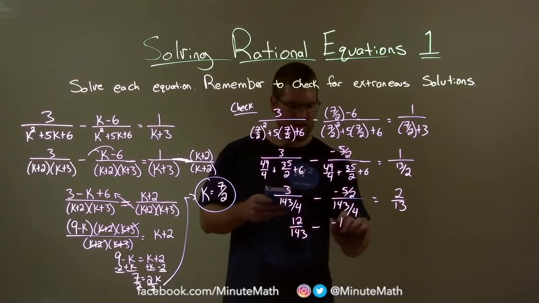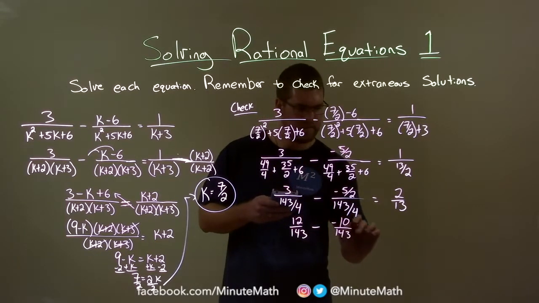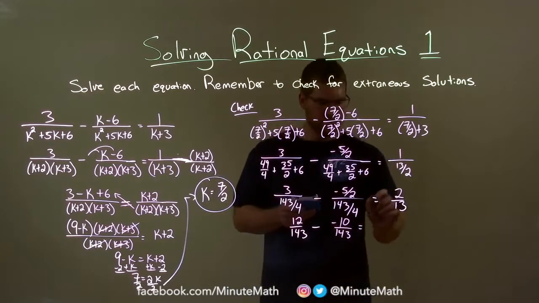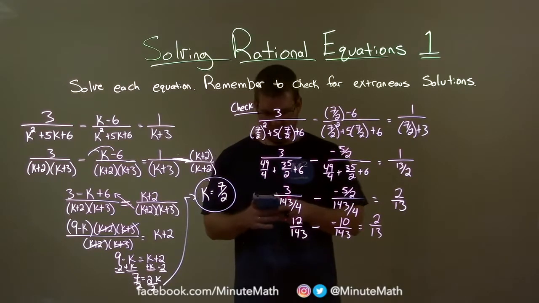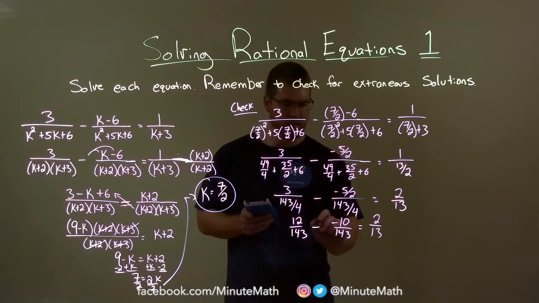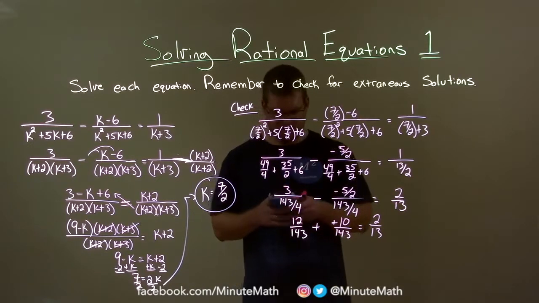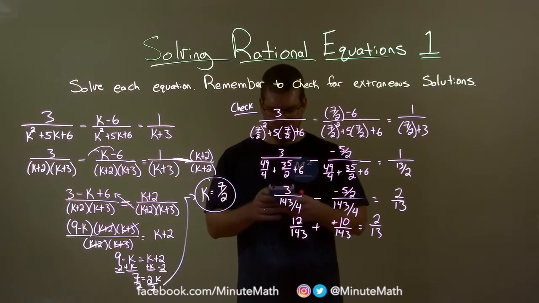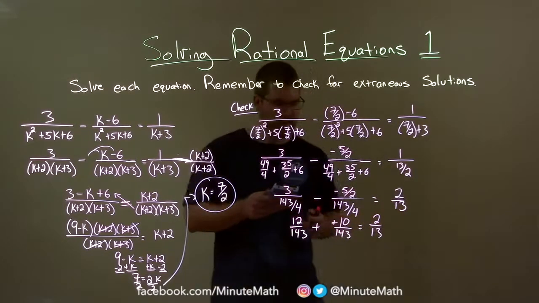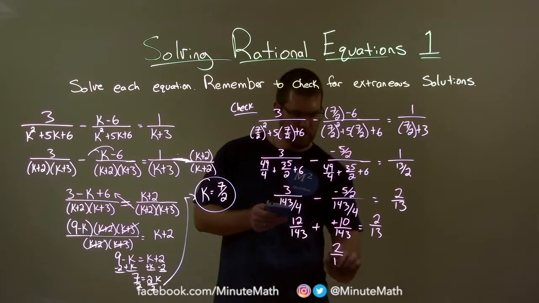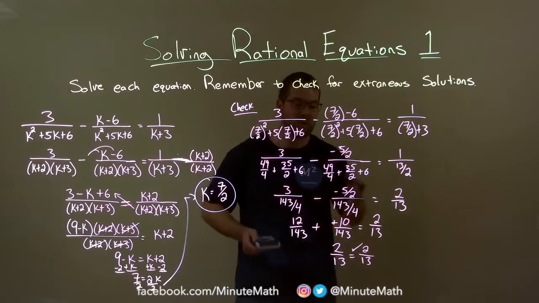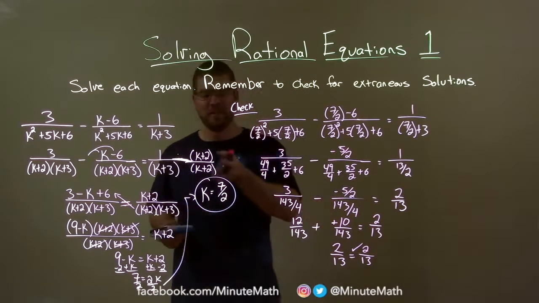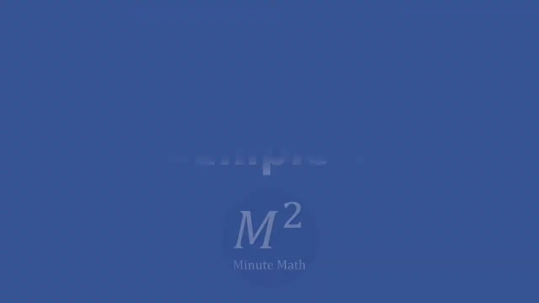And we have a negative 10 over 143. Okay, and then we have 2 over 13 here still. So 12 over 143. Now this minus a negative is the same thing as adding a positive, plus 10 divided by 143, should give us the same fraction on the left and right hand side, and it does. We have 2 over 13 equals 2 over 13. The left and right hand side are equal, meaning our answer was correct. K equals 7 over 2.